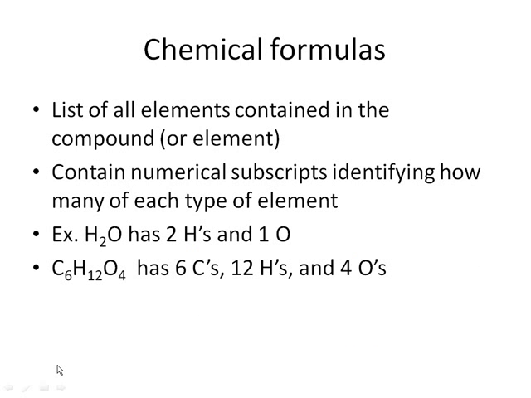Chemical formulas, we've touched on this just briefly, but to come back and make sure that everybody's on the same page, these are going to list all the elements contained in the compound, or the element, and they're going to contain numerical subscripts identifying how many of each type of element. So H2O, like we talked about, has 2 H's. That's what that 2 down here is telling you, and 1 O. And notice we don't write a 1 for the O. It's implied. C6H12O4 has 6 carbons, 12 hydrogens, and 4 oxygens.